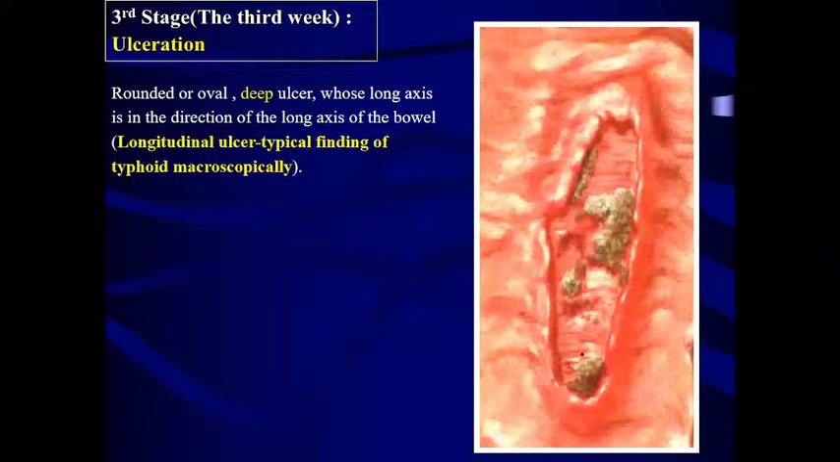Week 3, you have ulceration after necrosis of the surface mucosa, where you find rounded or oval deep ulcers whose long axis is in the direction of the long axis of the bowel. So they are longitudinal ulcers. These are a typical finding in typhoid at macroscopy. When you're doing either autopsy or colonoscopy, this is the nature of the ulcer, longitudinal, along the long axis of the intestine.